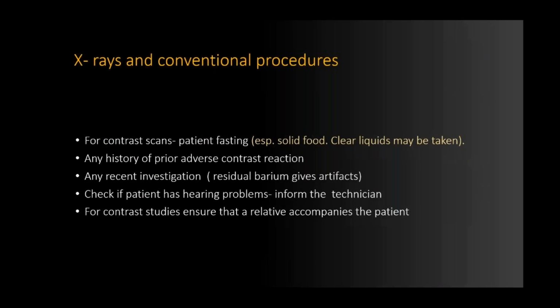So specifically for X-rays and conventional procedures, what we need to be talking about is any recent investigation, whether there was any barium study done in the recent past which might give artifacts. Check if the patient has any hearing problems. Now, this is very important because sometimes the instructions may be given and the patient seems to be cooperative, but since he can't hear, he doesn't follow the instructions. So that is important for the technician to ask and cross-check whether he can hear what is being told to him from the console, because the patient is in the system, whereas the technician is outside at the console.